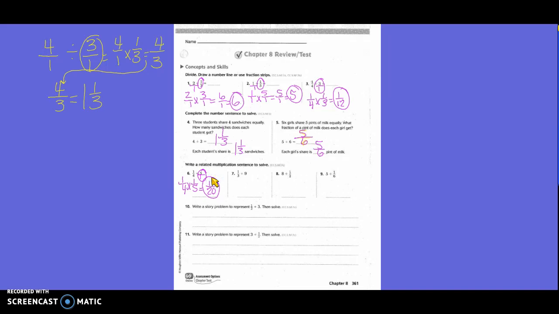Okay. Number 7, what am I going to do? 9 over 1. And write. Next one. 1/2. And then I write. Okay. Next one. 5 over 1, circle 1/6. 5 over 1 times 6 over 1 equals 30 over 1 equals 30.